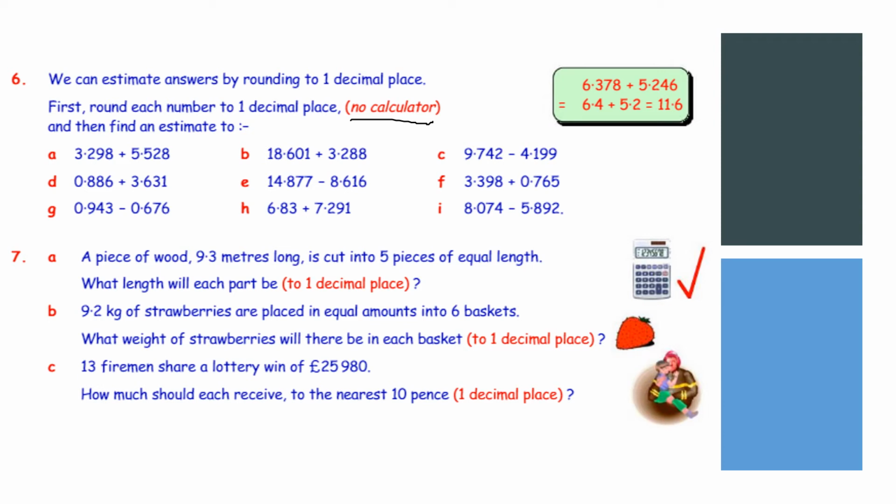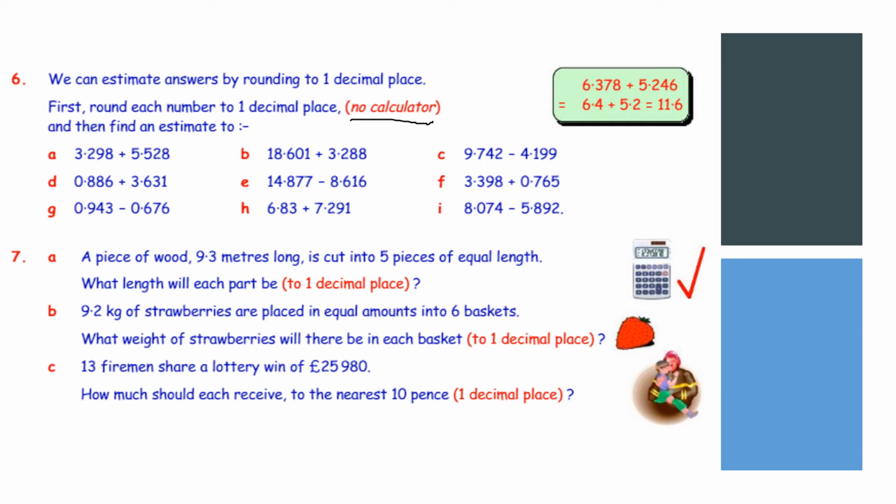Some of them are adding, some of them are taking away. Let's look at I very briefly. 8.074 rounded to the first decimal place, so that is 7 rounded to the nearest 10 is 10. It would be 8.1. I'm thinking of it in terms of pennies. Then 5.89 rounded to the nearest 10 would be 5.9. So that's 8.1 take away 5.9.